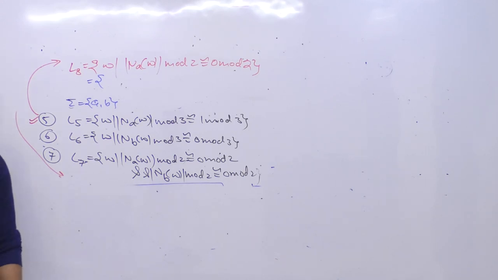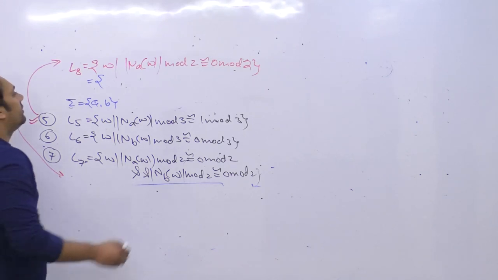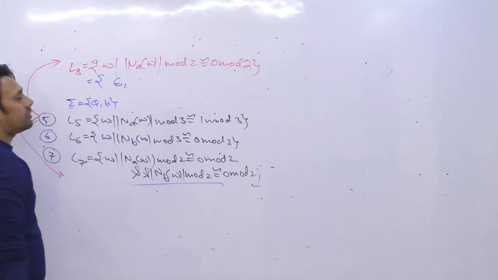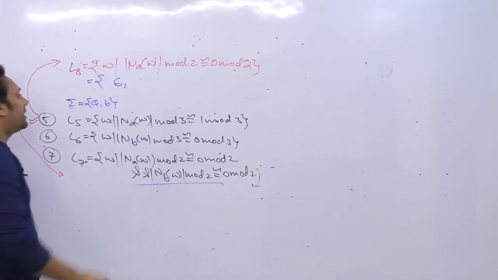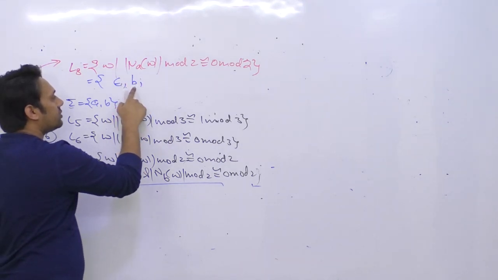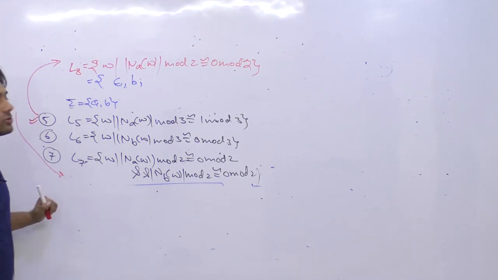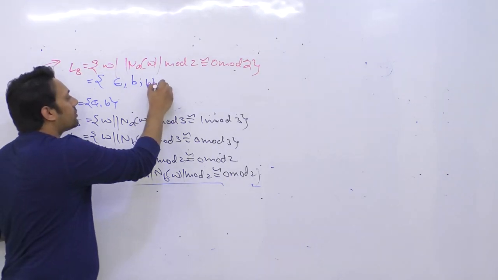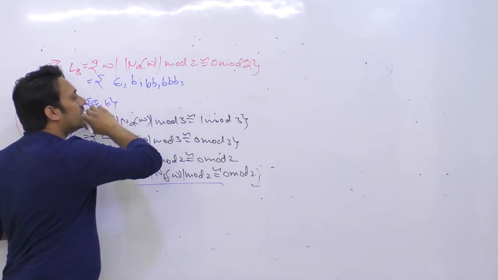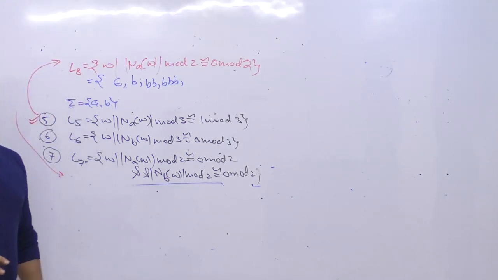So the strings that can be here in this L8. We can have epsilon because number of A's are 0. We can have single B क्योंकि यहाँ पर A जो है वो नहीं है, A यहाँ पर 0 है. We can have single B. We can also have double B. We can also have triple B. Because हमें कितने भी B है उससे कोई फर्क नहीं पड़ता. We can have any number of B's. The only thing that matters is the number of A's.